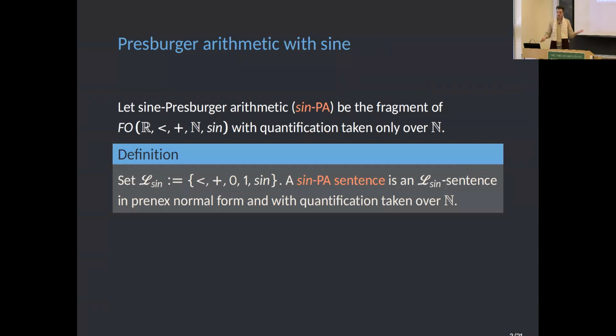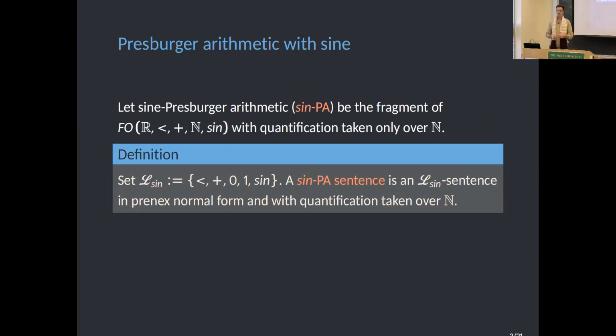So again, as I mentioned, sine Presburger arithmetic, or sine PA for short, is the fragment of that final theory where we have the reals, order, addition, predicate for the natural numbers, and the sine function, with quantification restricted just to the natural numbers. That's what we'll mean when we say sine PA. And so we can establish the signature for that, L sine. And then we define sine PA sentences as exactly what I've been saying, just these L sine sentences, specifically in prenex normal form. That's mostly for convenience. And again, with quantification taken just over N.